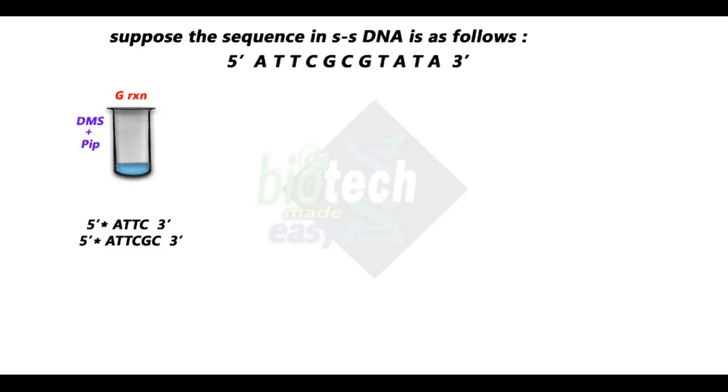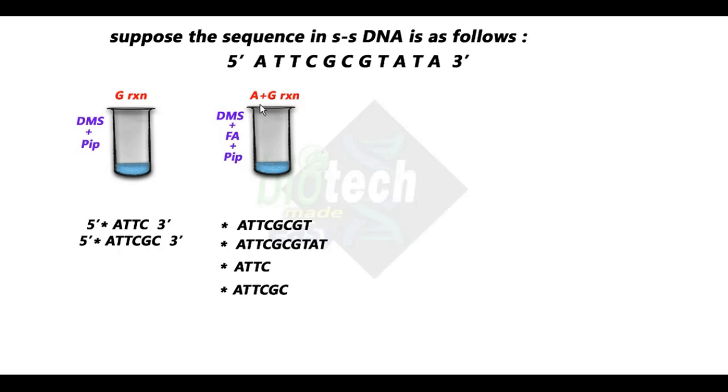So now let's see what happens in the second tube. In the second tube, the reaction was AG, and this was the combination of the chemicals. Now AG, what does it show? It shows that these chemicals will not only cleave A, but they will also cleave G sometimes. So they will cleave A, wherever there is A, but also G to some extent.